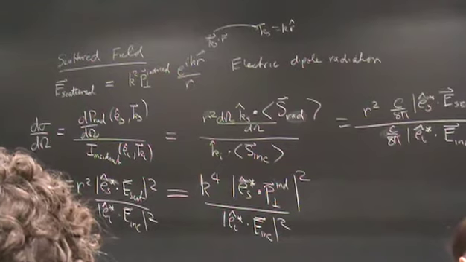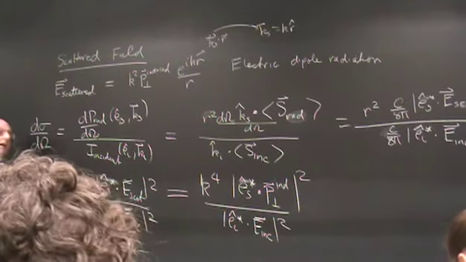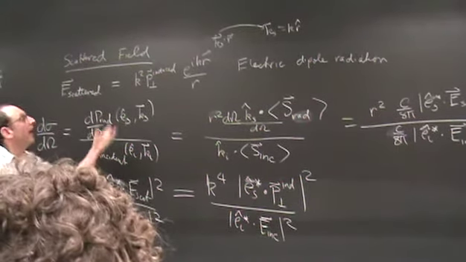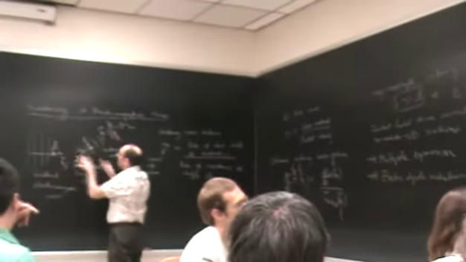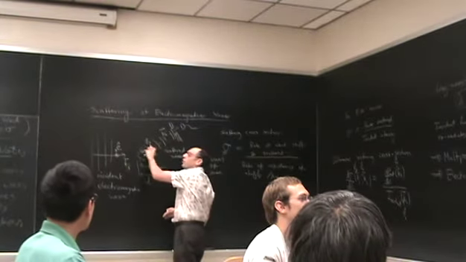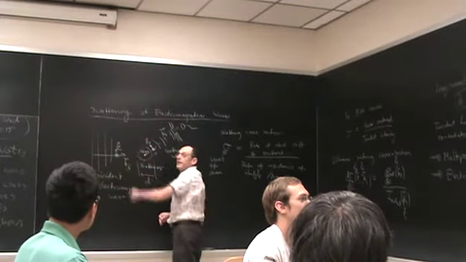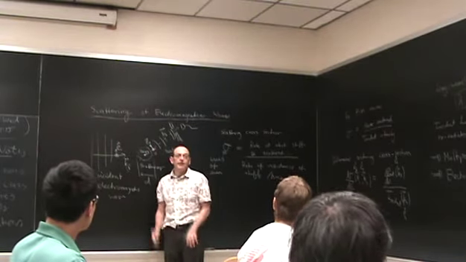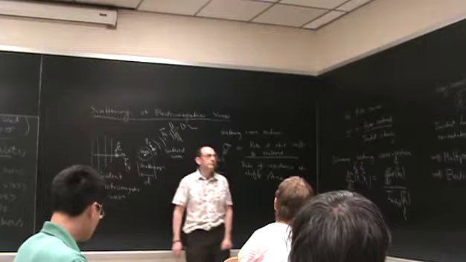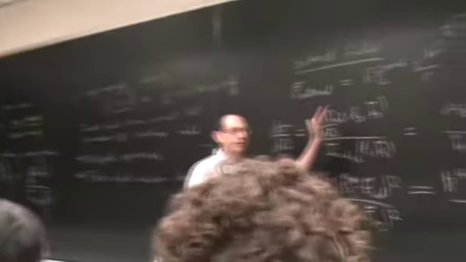So right now, the only assumption we've made is that whatever fields are being generated in this process, there is some induced dipole moment that is oscillating at the frequency associated with the incident wave, and that oscillating dipole radiates. That's what we've assumed. Okay, now we're going to make further simplifications.